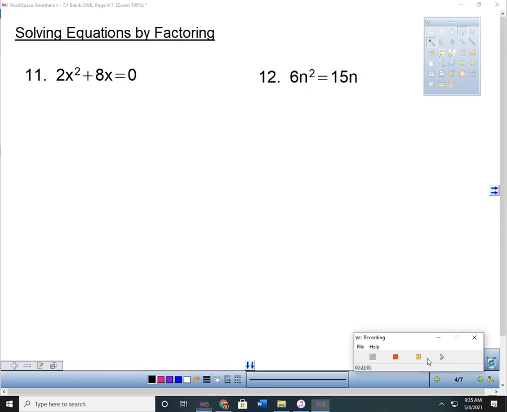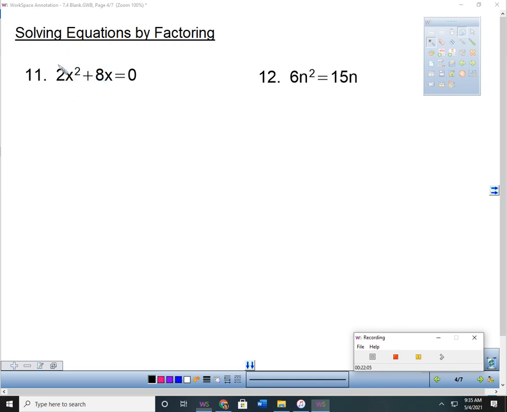So now let's put that all together. First things first, you want to make sure that all of your terms are on the left-hand side. All of them. You want to have 0 over here. And then you're going to look at what you have here, and you're going to factor out the greatest common factor. Now, I'm not going to continue doing the factor trees. I'm just going to decide what the common factor is and go from there.